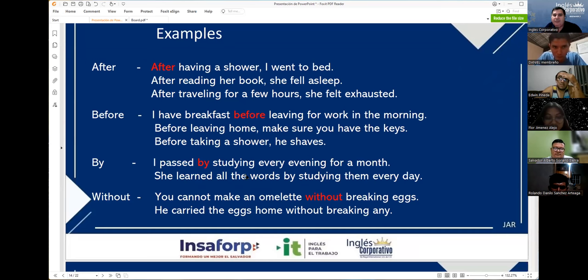By. I passed by studying every evening for a month. She learned all of the words by studying them every day. By explica un método, ¿verdad? Pasé mediante el estudio, o sea, mediante estudiar todas las noches por un mes. Se aprendió las palabras estudiando todos los días. So she learned every day.